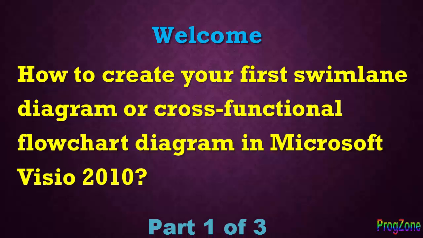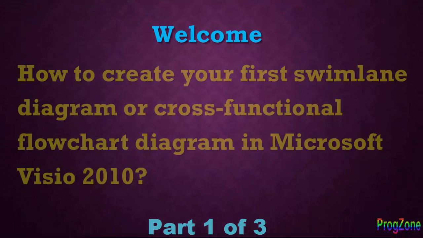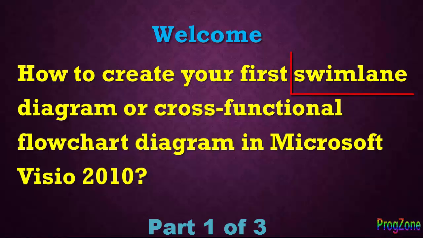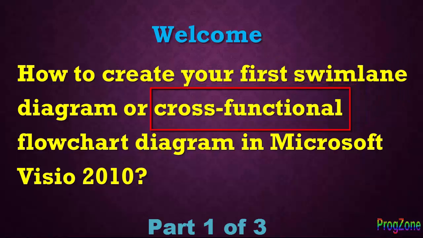In this video tutorial, I am going to show how to use Swimlane diagram or cross-functional flowchart diagram by using Microsoft Visio 2010. If you have Microsoft Visio 2010 or 2013 or the latest version, then you can do it easily. But you need to have Microsoft Visio 2010 or the latest version to follow accordingly. In this video, we are going to learn how to create your first Swimlane diagram or cross-functional flowchart diagram in Microsoft Visio 2010. Let's see what we are going to learn in this video tutorial.